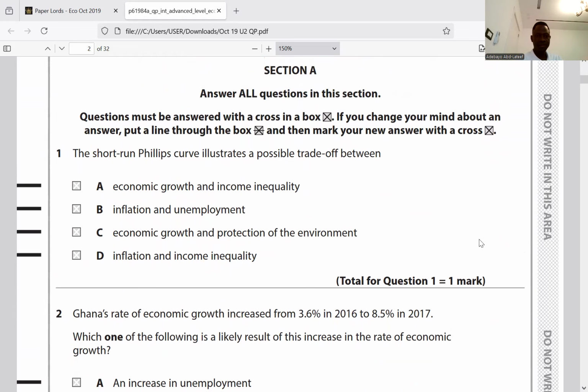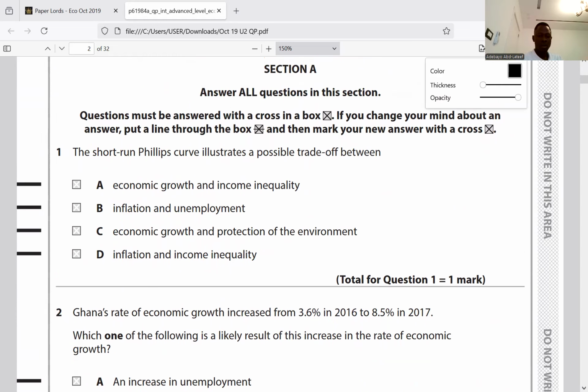So we have question 1 to be B, because it talks about the short-run Phillips curve. And for the Phillips curve, it's about the trade-off between inflation and unemployment. High inflation rates bring about low unemployment, and low inflation rates bring about high unemployment rates. And the other options here, A, C, and D, are all about macroeconomic objectives. So we'll go to question 2.